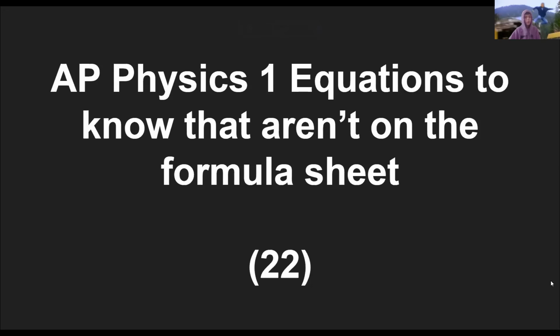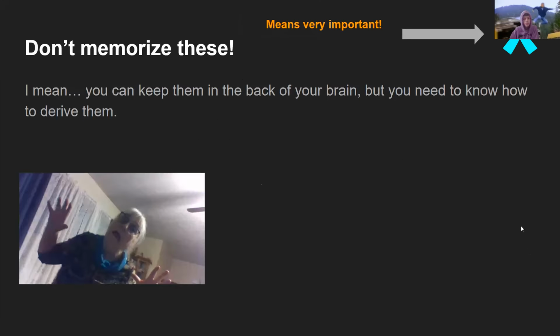These are the AP Physics 1 equations that you need to know that aren't on the formula sheet, 22 to be exact. Now, some of these aren't necessarily equations, but they are very helpful things to remember for your AP exam that you can't really just rely on your formula sheet for.